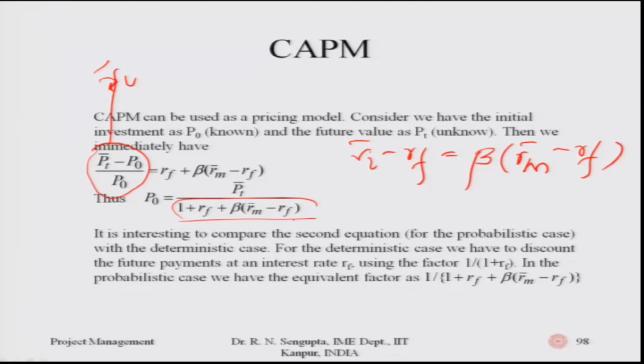It is interesting to compare the second equation for the probabilistic case with the deterministic one. For the deterministic case, we have to discount the future payment at an interest rate RF using the factor which is 1 plus RF, depending on the factor of discounting which you have. In the probabilistic sense, we have the equivalent factor given by this, which I have already discussed, in the denominator.